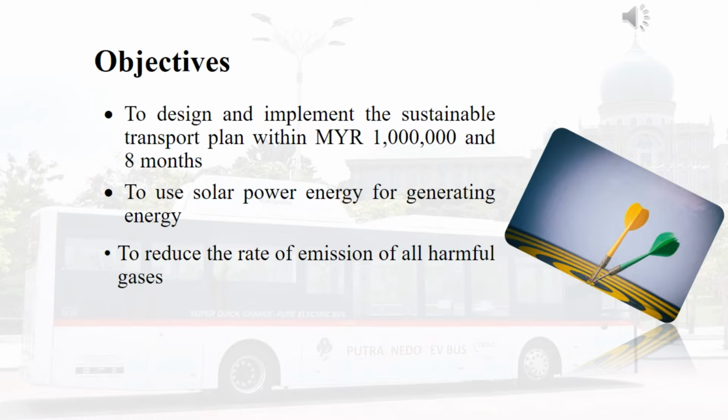As per the project, we have 3 objectives given, and they are to design and implement the sustainable transport plan within Ringgit Malaysia 1 million and a period of 8 months. To use solar power energy for generating energy, to reduce the rate of emission of all harmful gases.